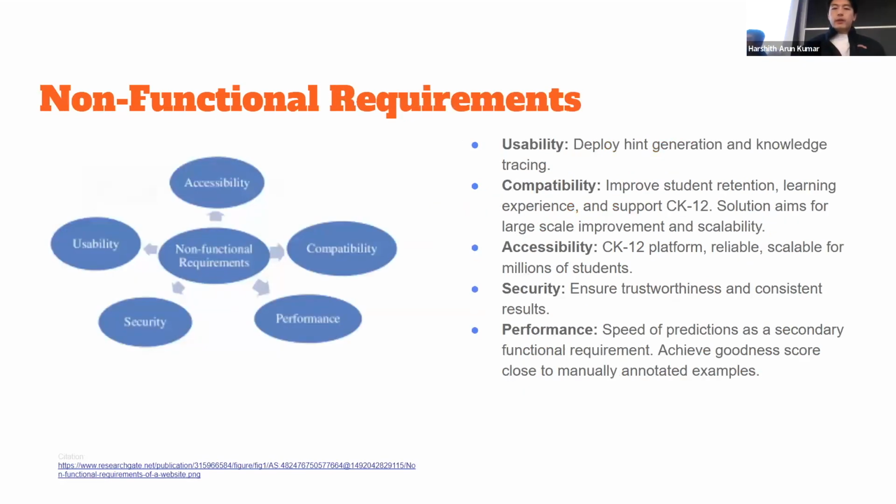Some of our non-functional requirements are usability: we want to be able to deploy a hint selection. Compatibility is that we want to improve student retention and learning experience, support CK12, and be able to implement this at scale. Accessibility is that it's going to be through the CK12 platform. It's reliable and scalable to millions of students. Security is to ensure trustworthiness and consistent results, as well as confidentiality of the student data. The speed of prediction is a secondary function, and we want to achieve as high an accuracy score as possible.